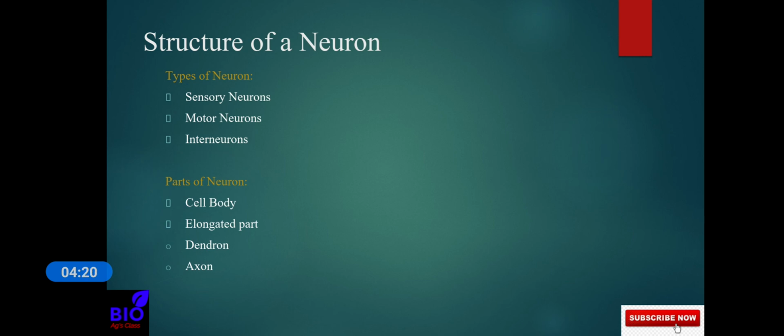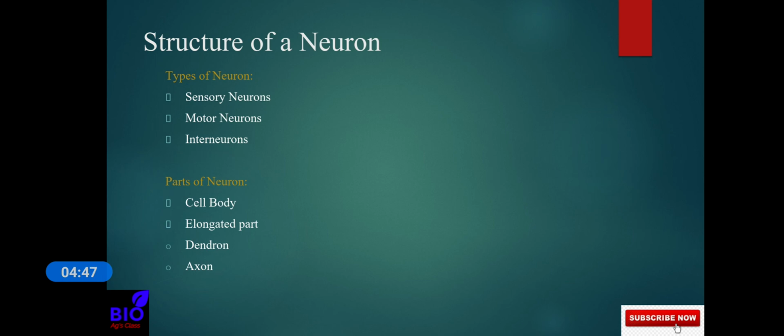So what is a neuron? Neurons are also known as nerve cells. They usually send and receive signals from our brain. While neurons have a lot in common with other types of cells, they're structurally and functionally totally unique from other cells.